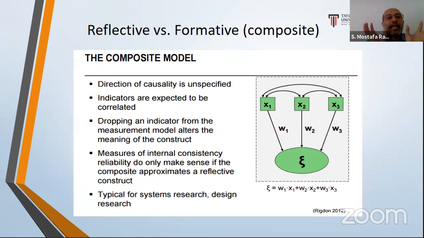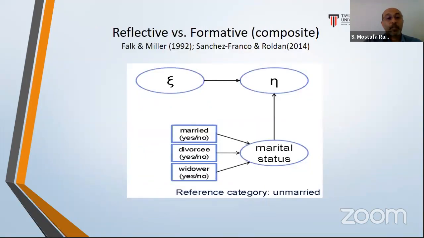If something already exists in the real world, and we measure it based on formative items, this will be causal formative. But if we design something based on different aspects, like here, we don't have any error term, right? Because we consider all items that we wish to consider to measure this composite construct. So this is the difference between composite and causal formative.